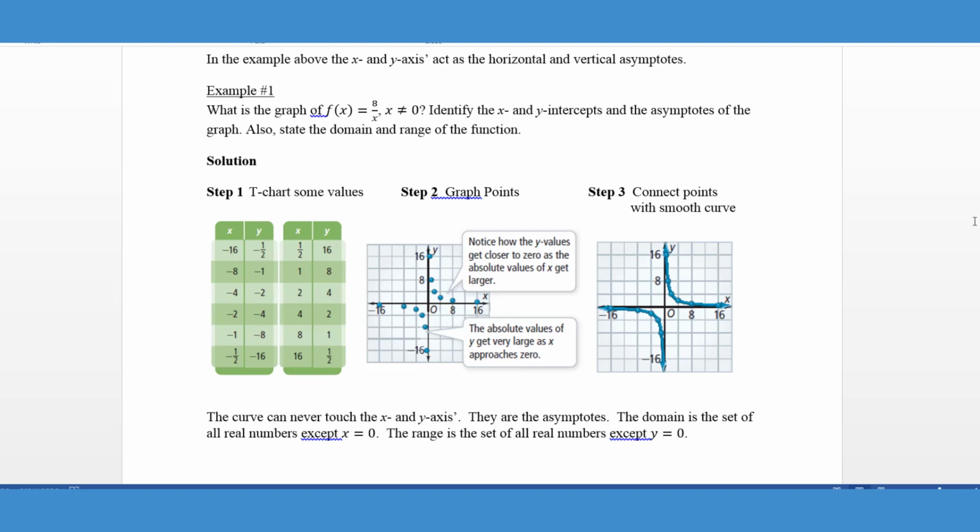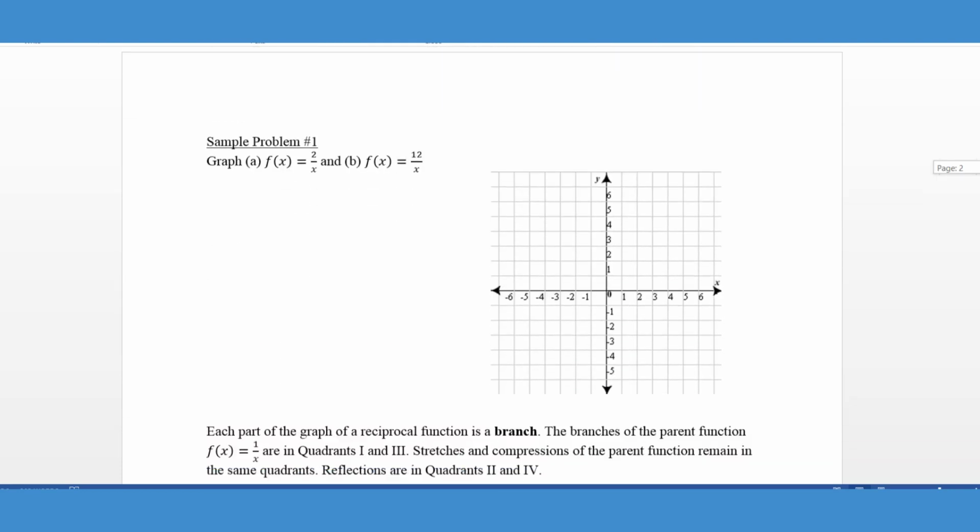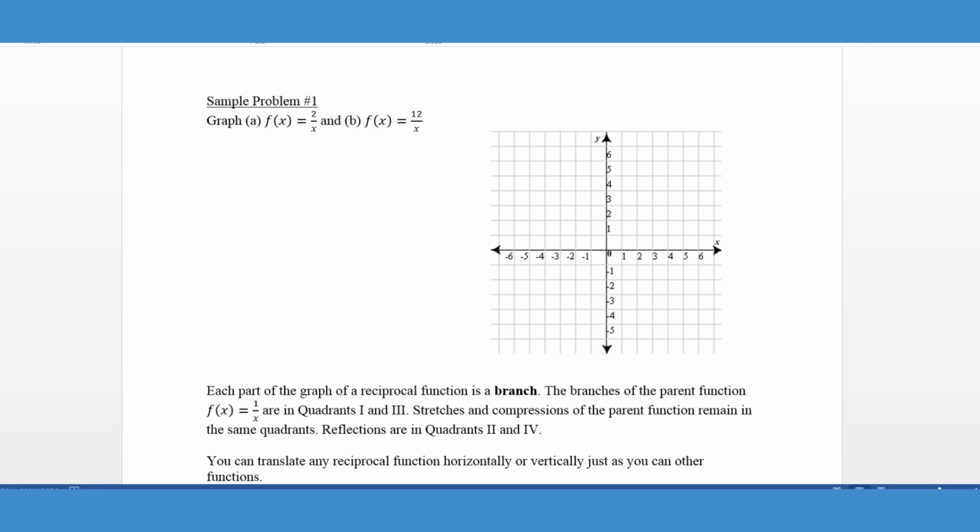If you look at this next problem, go ahead and do it. You can do a t-chart for both of them and try to draw a smooth curve. I'm going to do this on the calculator so that you can at least get a visual of what they should look like in comparison to each other.